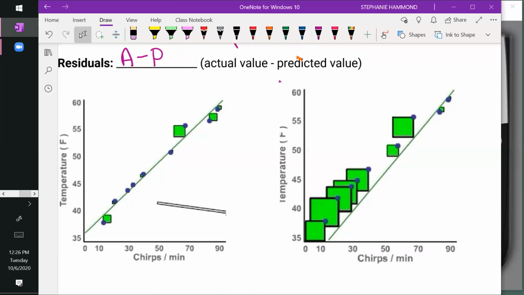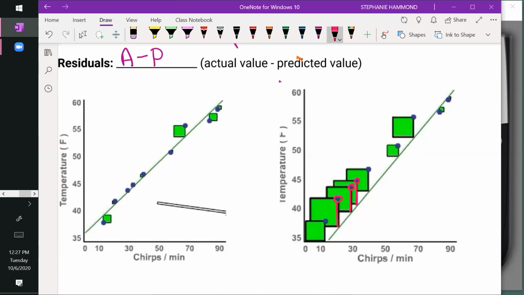In both of these scatter plots, we actually have the same points. You look at the blue dots themselves, they're in the exact same position for both scatter plots. What's different is the line. For the one on the right, the line is drawn pretty far away from a lot of our points. And therefore, when I take my residuals from any actual point to the line, I get a pretty big segment.